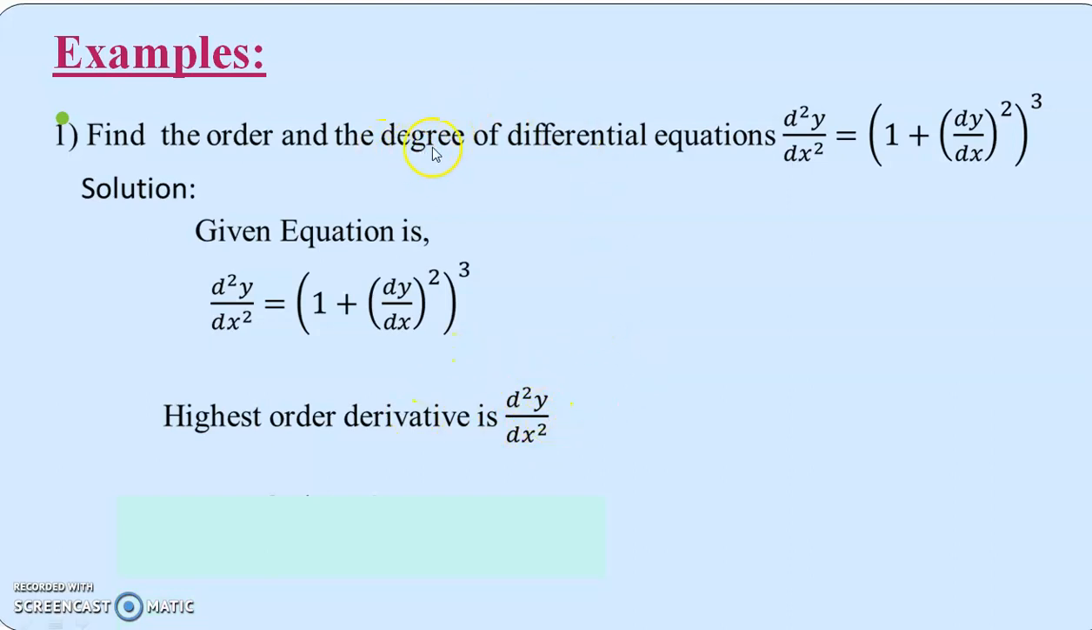And to find the degree: degree means the highest power of the highest order derivative. So d2y by dx square is the highest order derivative and its power is not given here. If the power is not given, that means the power is equal to 1. So the degree of the differential equation is 1. So order is 2 and the degree is equal to 1.